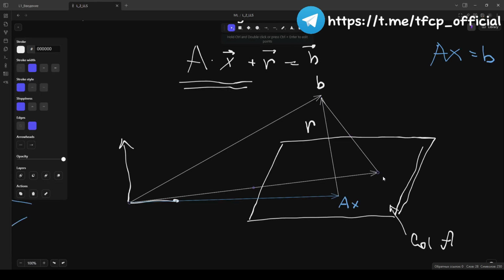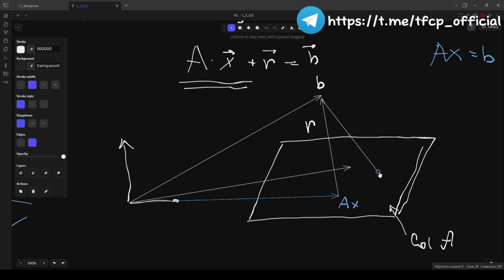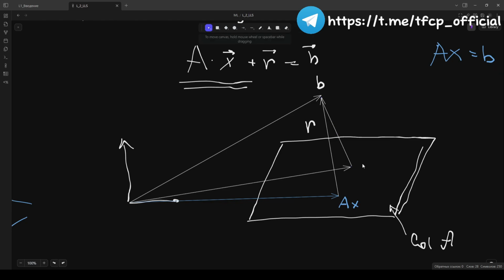Based on this, I have a question for you. What should the vector x be like? Where should it be located so that this r is as small as possible? That is, we have this plane. And as I travel along it, I change the vector x, and ax travels along this plane. Where should I place this vector ax, in such a way that the residual, which is the distance between vector ax and vector b, while vector b lies outside this plane, is minimized? At the location of the projection of vector b on the plane ax. Well, yes, but how do we find the projection of vector b on the plane?